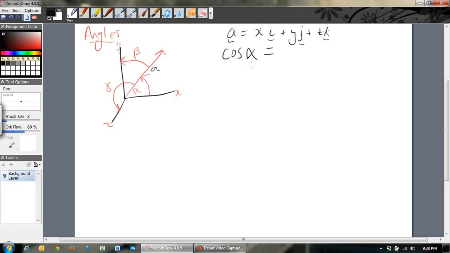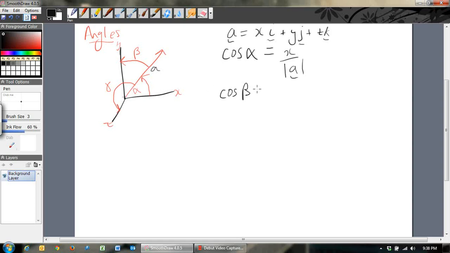If that's our vector, then cos alpha will be equal to x over the magnitude of A. That'll be the angle alpha there. And you can see cos, it makes sense. Cos of the alpha angle is equal to this x value over the magnitude. So it's just simple trigonometry.